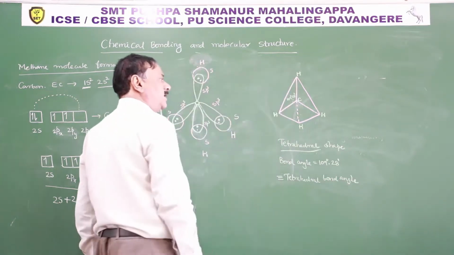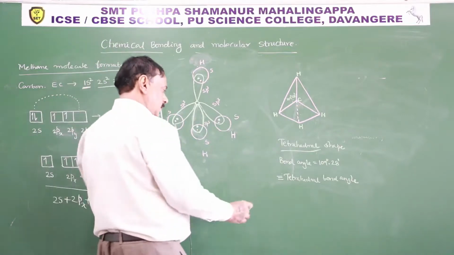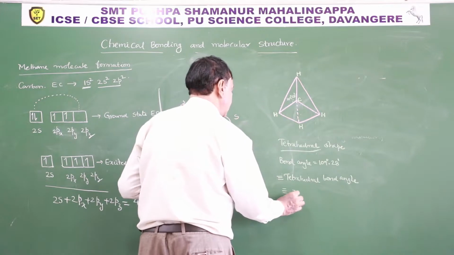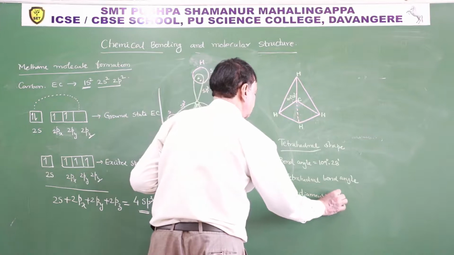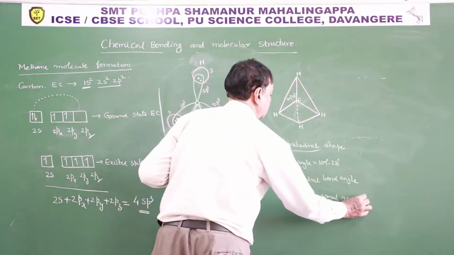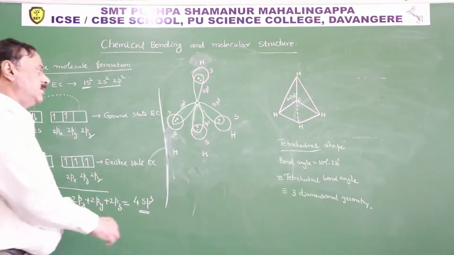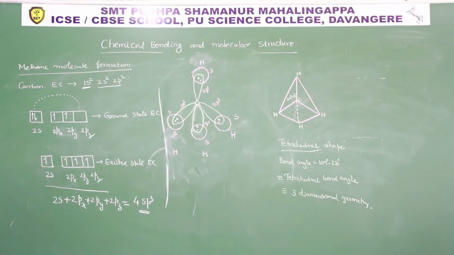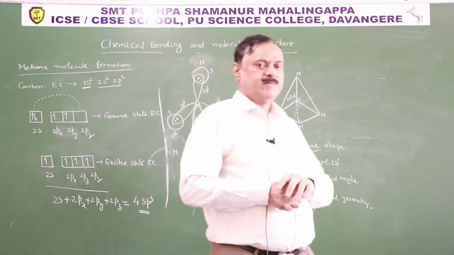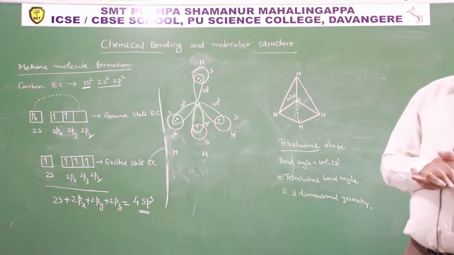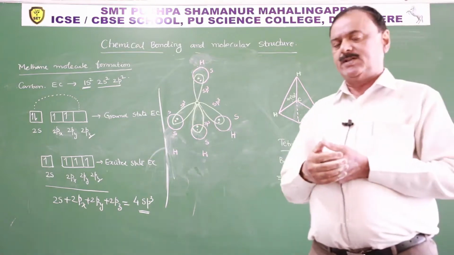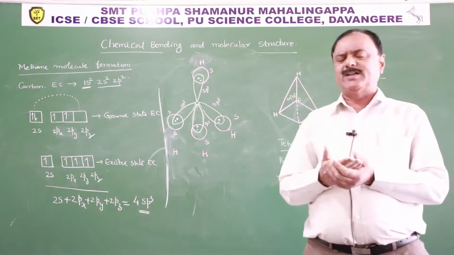The power of the p determines the geometry of the molecule, which is three-dimensional geometry. Now this is about the shape of the atomic orbital and the geometry of the molecule. Now what about the type of hybridization in the methane molecule or any saturated carbon atoms? Not only the methane molecule. Methane is a saturated hydrocarbon.